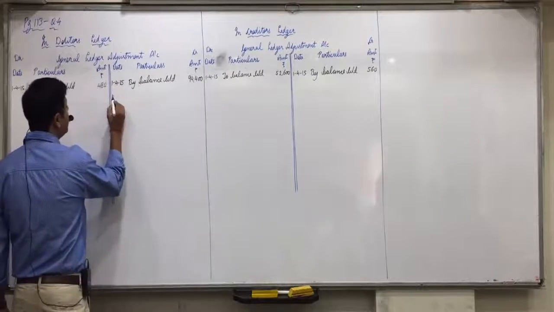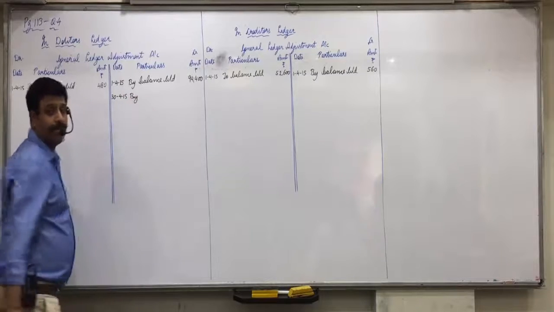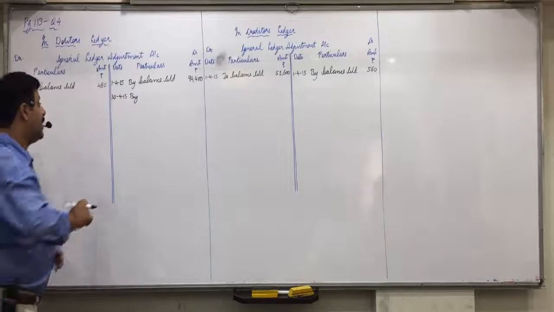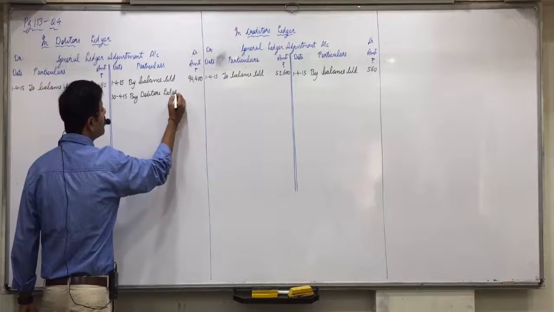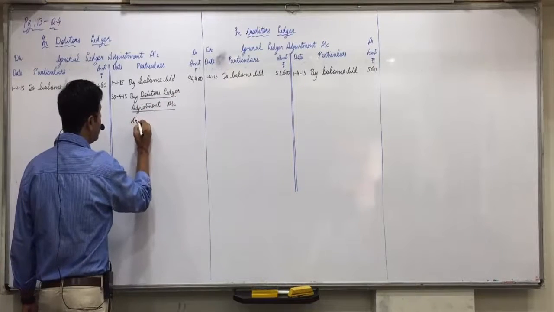So on 30 April 2015, first we will give a one-time heading. What is the opposite of sales? Debtors. So by debtors ledger adjustment account, one-time heading will come here, and in that we will write credit sales.